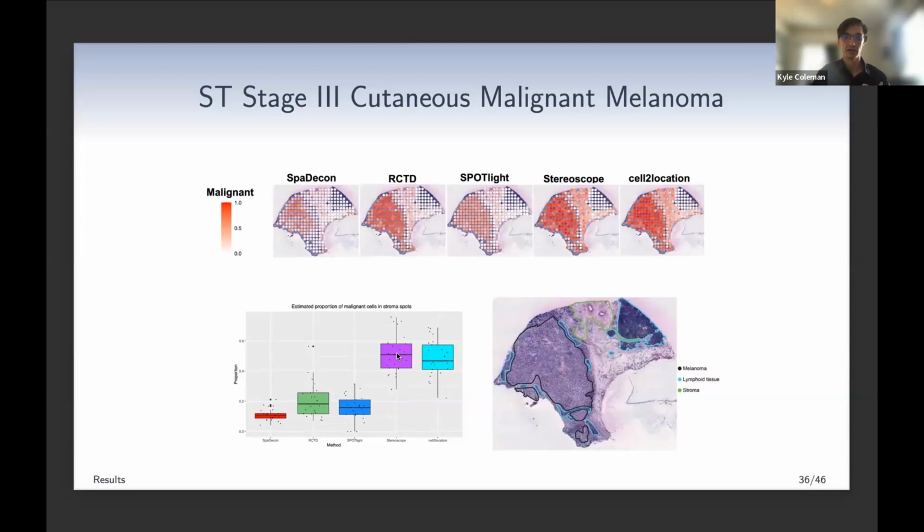The average proportion of malignant cells estimated by each of these methods was almost 0.5, which is a lot higher than we would expect to see in the stroma region. So this is again evidence that SpaDecon was more accurate in localizing malignant cells into the melanoma region compared to the other methods.